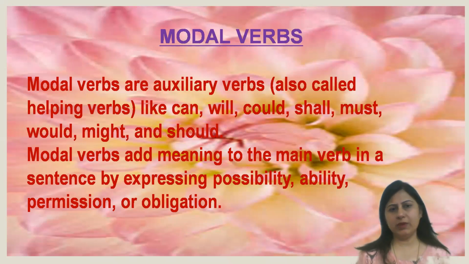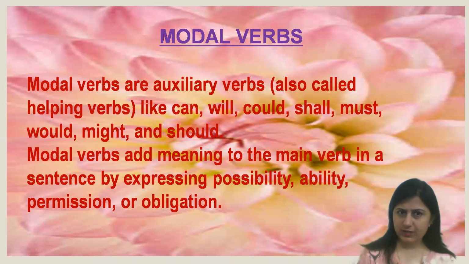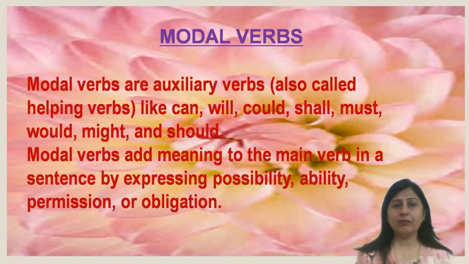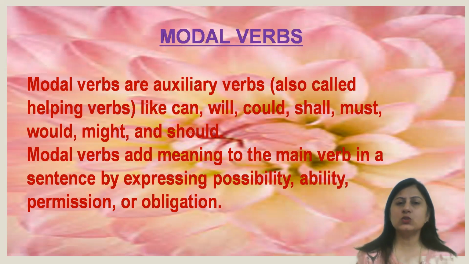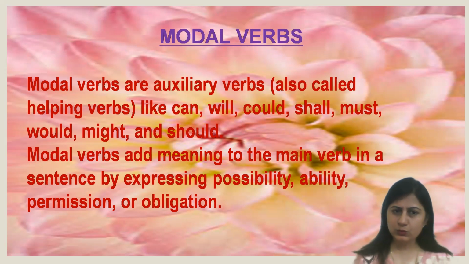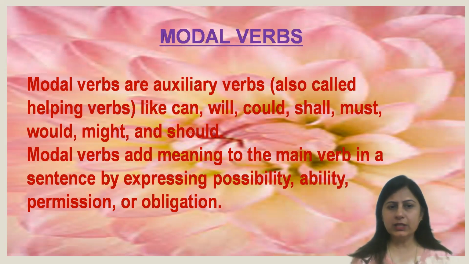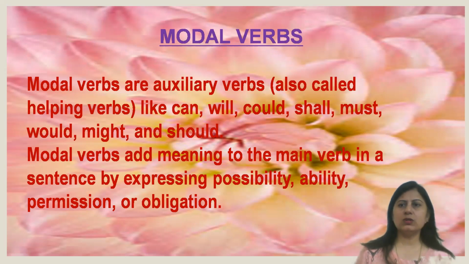They add meaning to the main verb in a sentence by expressing possibility, ability, permission, or obligation. There are certain conditions which they express depending upon which modal we have used. Like, for example, if I say, I can swim, this word can is showing the ability, that yes, I am able to swim. If I say I should swim, here it can be taken as advice. So depending upon which modal we have used, it shows possibility, ability, permission, or obligation. So let us understand further.